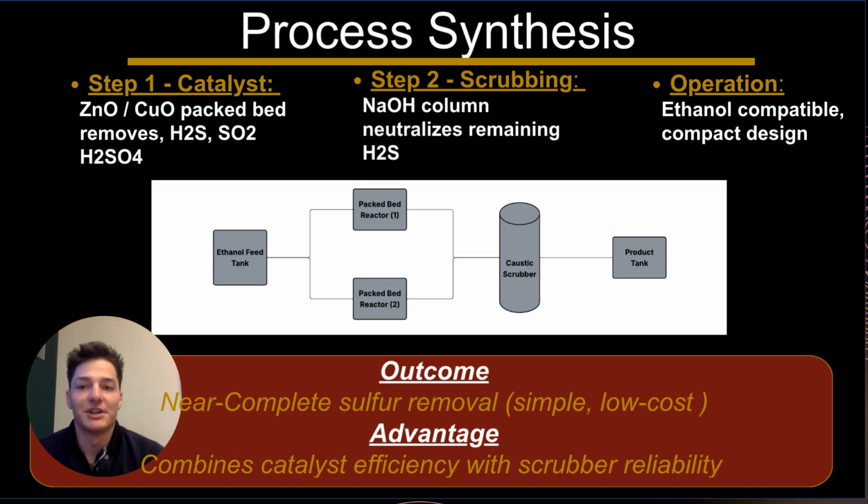My name is Zach, and this shows our overall process synthesis for removing sulfur from the ethanol. The goal is to achieve low sulfur ethanol using a simple and cost-effective two-step system. First, the ethanol feed enters 2 parallel packed bed reactors. These reactors contain a metal oxide catalyst. In this step, the majority of the sulfur compounds like hydrogen sulfide, H2SO4, and sulfur dioxide are removed through catalytic reactions, forming stable metal sulfides.